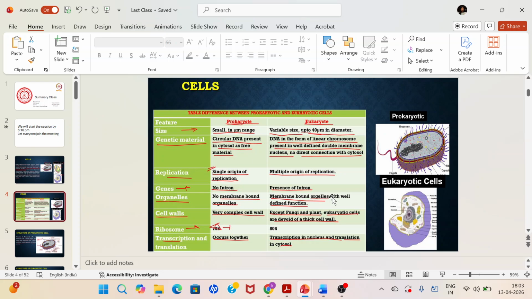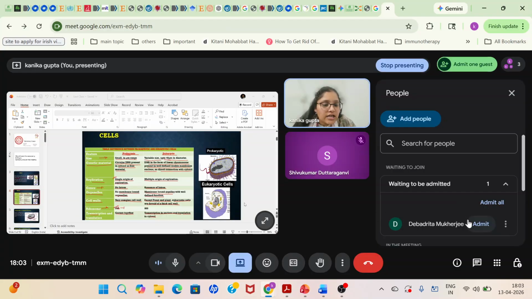The genetic material generally present in prokaryotes is circular DNA present in the cytosol as free material, while DNA in the form of linear, properly arranged chromosomes is present in eukaryotes, in a well-defined double membranous structure, that is a nucleus. There is no direct connection with the cytosol; the nucleus has its own ground substance, that is nucleoplasm. Replication in prokaryotes has a single origin of replication, while in eukaryotes there are multiple origins of replication.